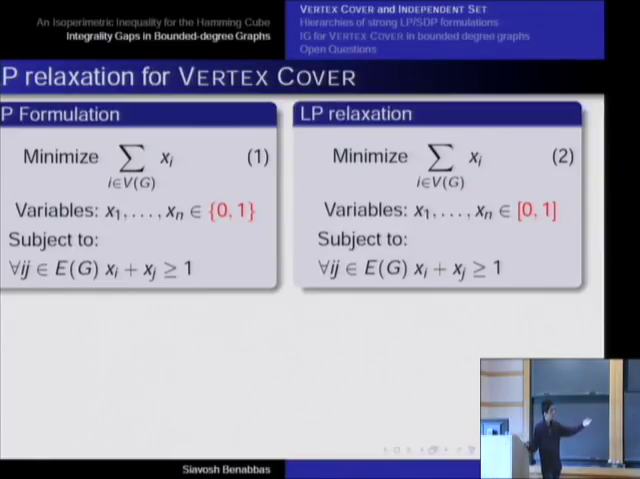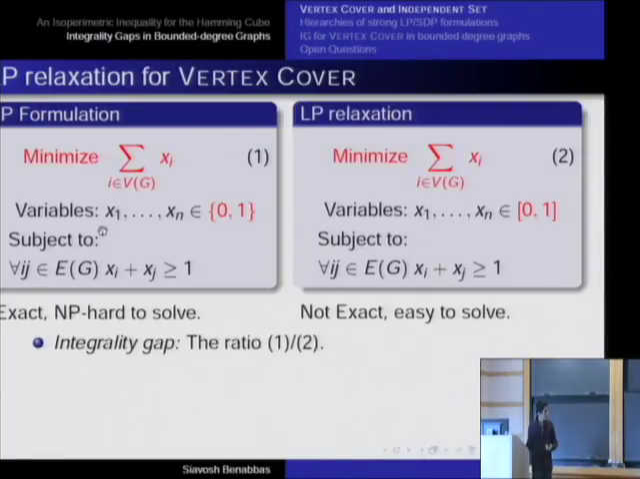So you relax it, so to speak, to a linear program where xi's can take any value between 0 and 1. And now the good news is that we can optimize and find the optimum of the right-hand side thing precisely. The bad news is that it might not have anything to do with an actual vertex cover. So the integrality gap is defined as the ratio between these two.